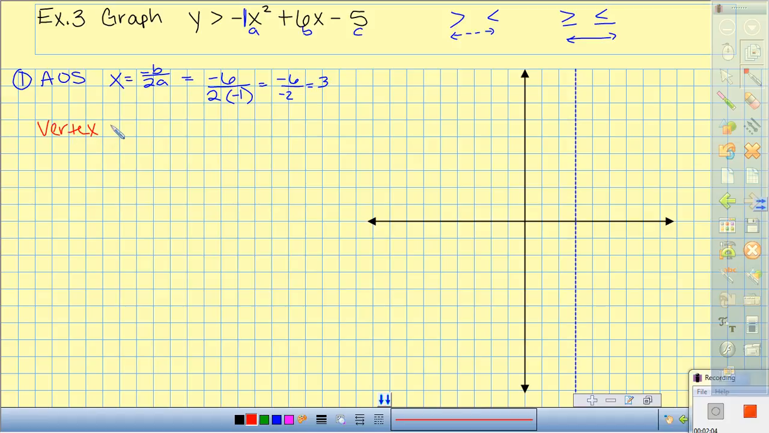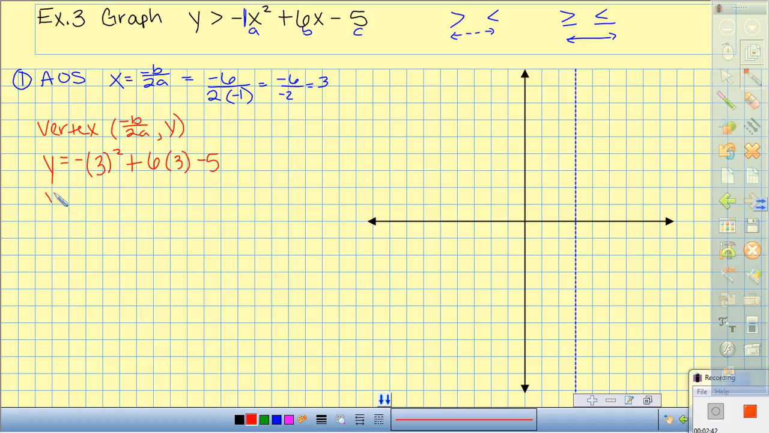So our vertex, remember, all we have to do is take that negative b over 2a, plug it in, and that'll give us y. So that's how we're going to find our vertex. I know my x is 3. That's my x coordinate of my vertex, and so I'm going to plug that into my equation. Remember, when you're plugging in numbers to find coordinates, we don't worry about this inequality symbol. That's only for graphing. So I have y equals negative 1 times what was x? 3, or negative 3 squared, plus 6 times 3 minus 5.